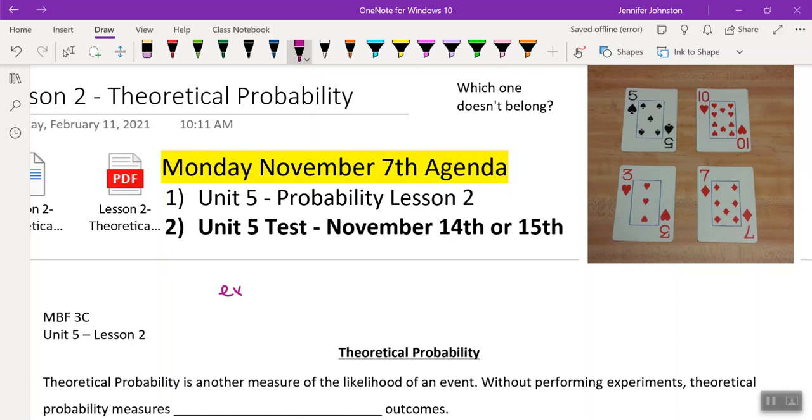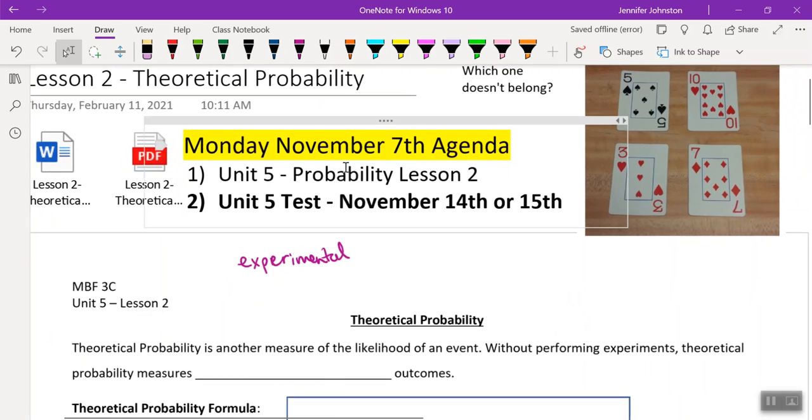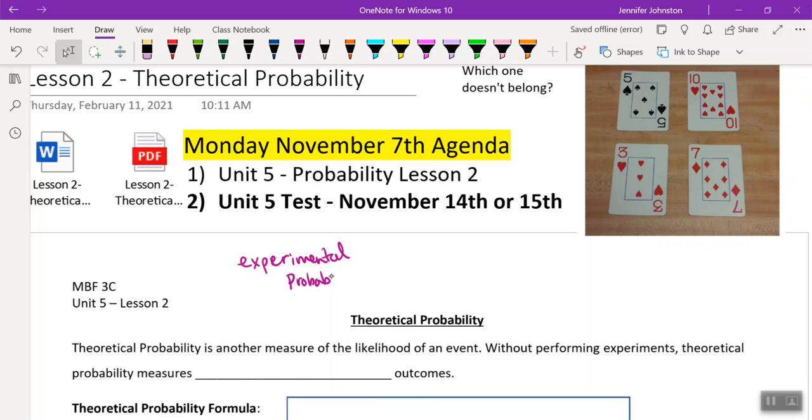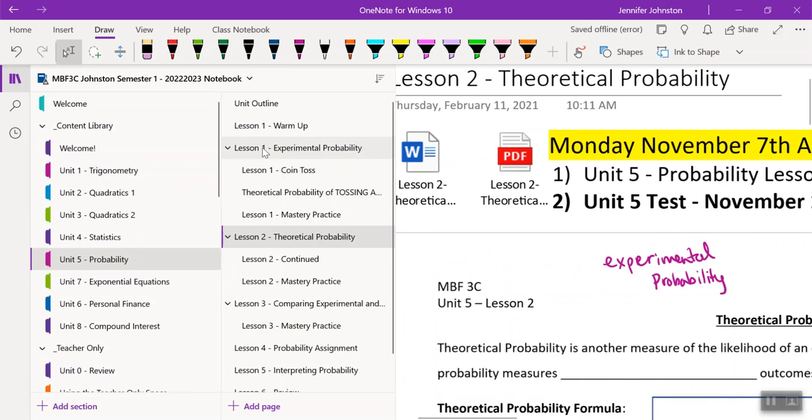So experimental probability is, and you should have this sheet in front of you as well. I handed them out all last week. If you don't have it, you can always download it right here as a PDF or a Word. And if you missed experimental probability, you can go on to the OneNote and see the lesson right here under experimental probability lesson 1.